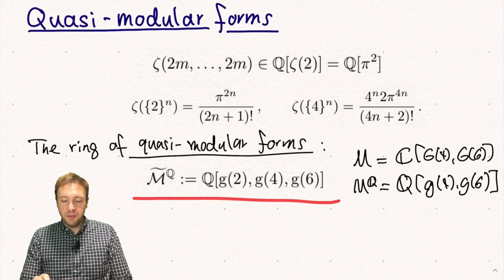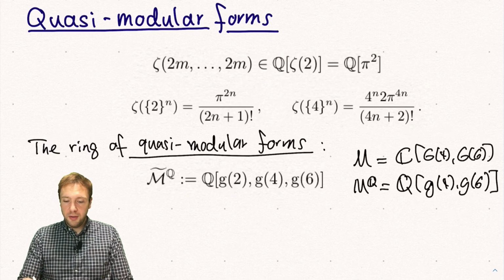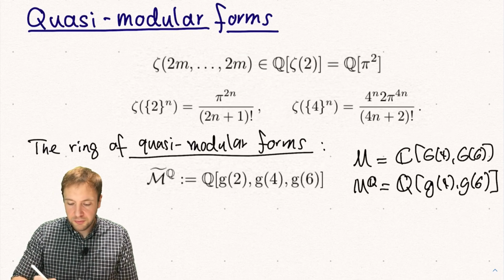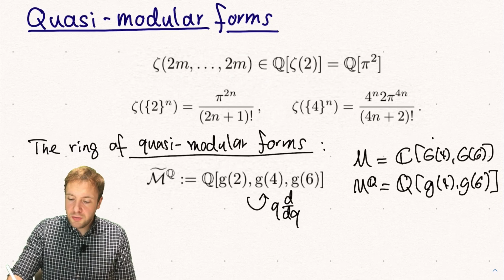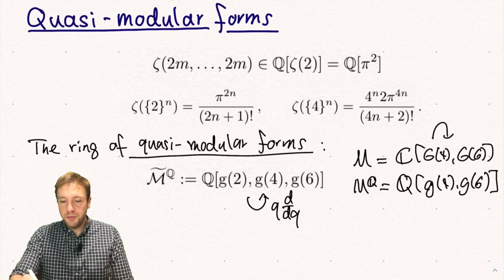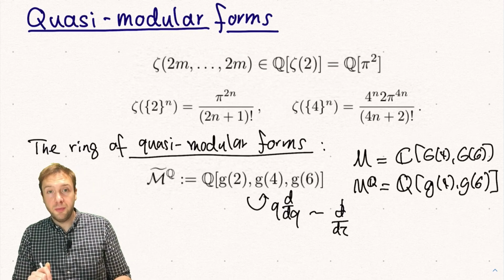And there are several motivations for this. One motivation, for example, is what we will see also later in the homework, that this space is closed under QDDQ. And QDDQ in this space of modular forms, well, this is not closed, but this corresponds to the derivative, up to some power of pi, with respect to the complex variable tau.